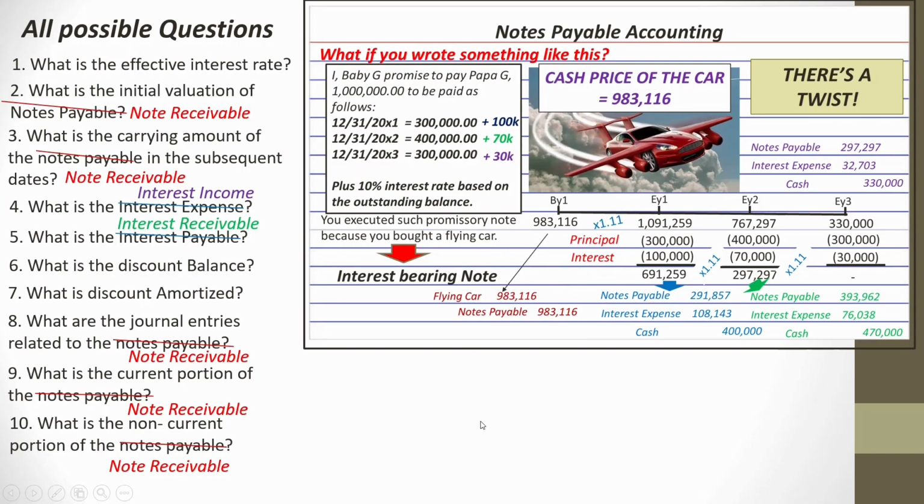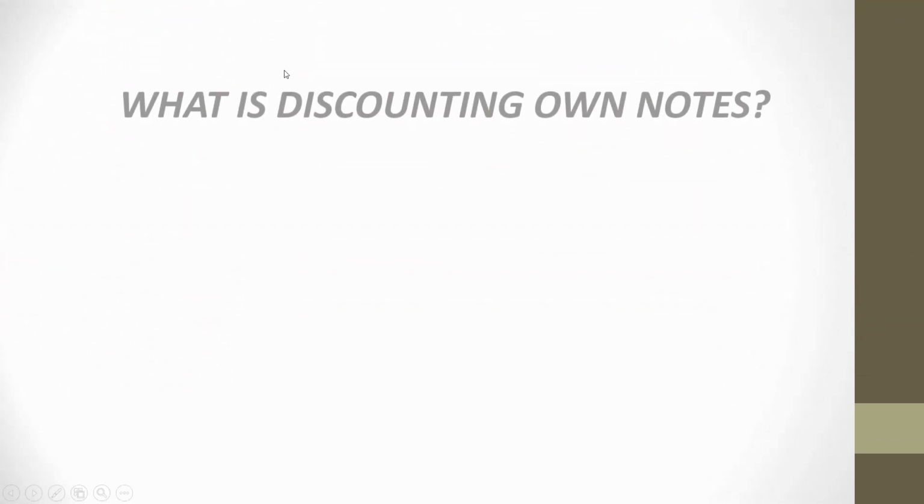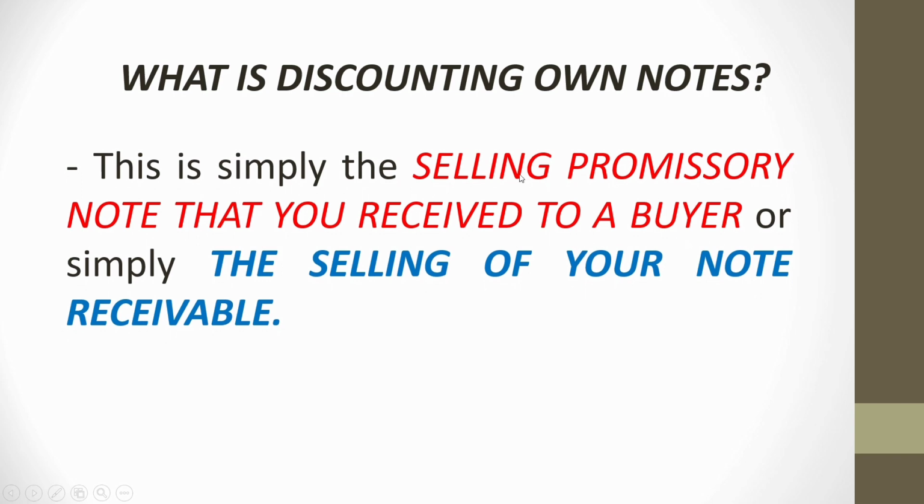We are now on the discounting own notes receivable topic. So what is this? This is basically, in simple terms, selling your notes receivable to someone because you need money and you can't afford to wait for the maturity date or payment dates. For example, someone wrote to you a promissory note for 1 million and it is payable after 1 year. Now, after 8 months, you badly need some money because of an emergency, so you cannot wait for the payment date. In that case, you have an option to sell the promissory note to someone.